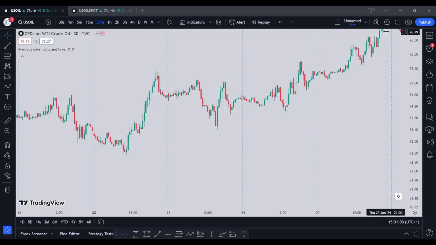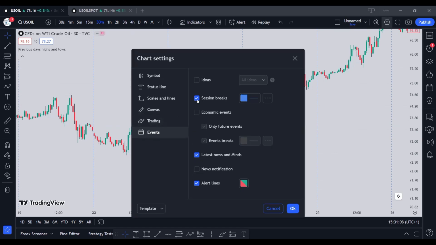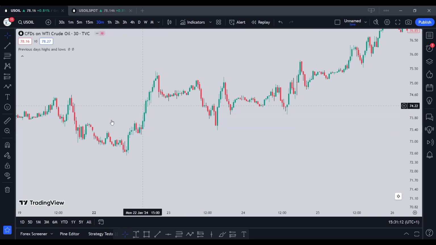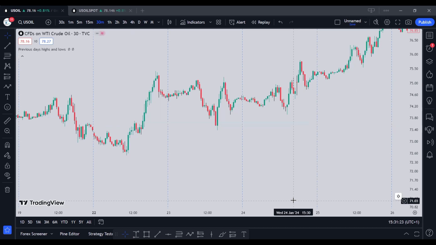What are these lines? You just come to your settings right here on your TradingView. Go to settings, chart settings, and you go to events, and you have to have the session breaks on. Without the session breaks, your chart will be plain like this. So you go to your chart settings and turn on the session breaks. That's the first thing you do.